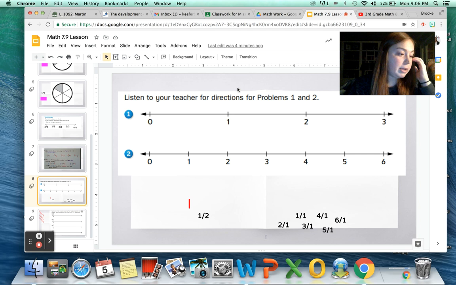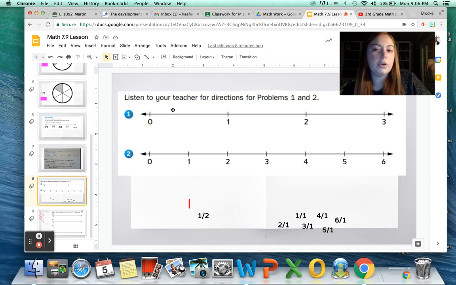So this is still on page 240 in your workbook. So what I want you to do is I want you to look at problem number 1. So if the distance from 0 to 1 is the whole, okay, that's the whole, how many wholes are on this number line? Okay, so from 0 to 1 is the whole. How many wholes would be on this number line? There would be 3 because we have 1, 2, 3.